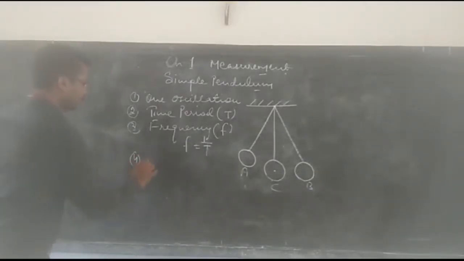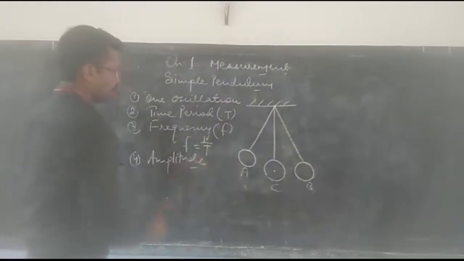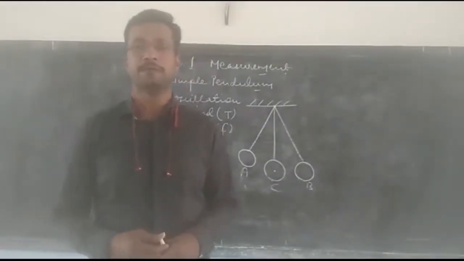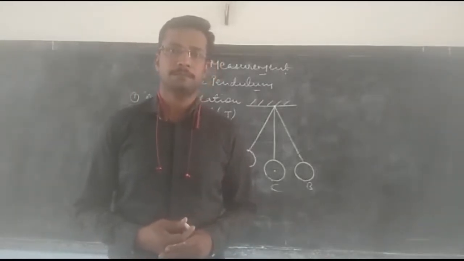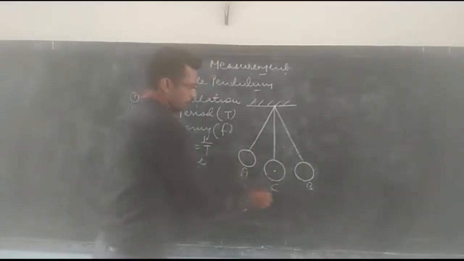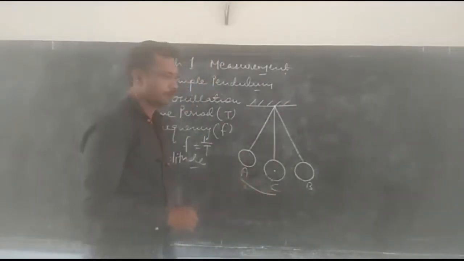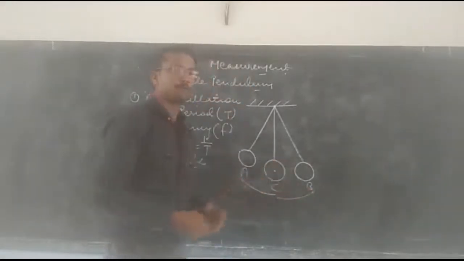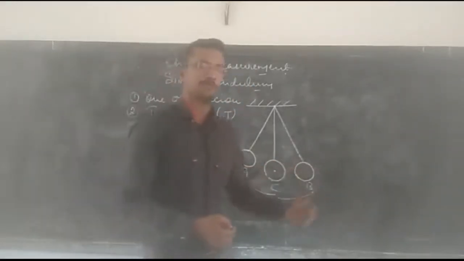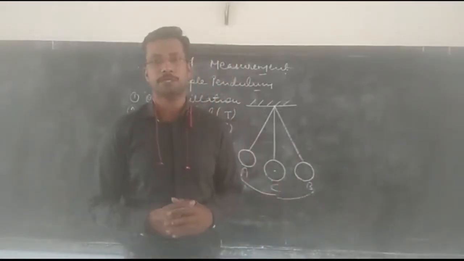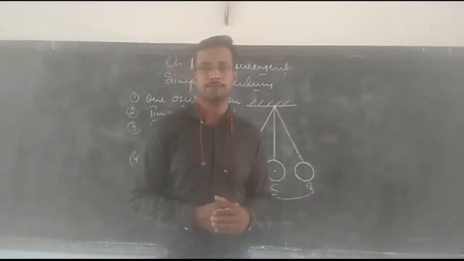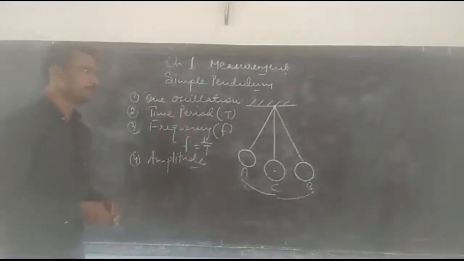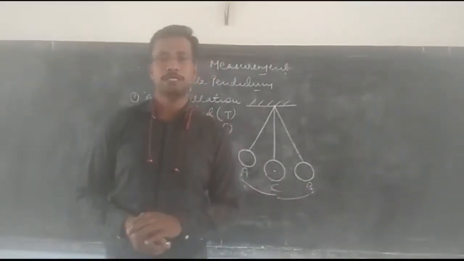And number 4 is amplitude. Amplitude is the maximum displacement made by a pendulum during its oscillation. So if a pendulum goes to position A or goes to position B from the position C, then the maximum displacement made on either side from the mean position is called amplitude of the pendulum or amplitude of oscillation. So we have these four important terms related to oscillation of pendulum.